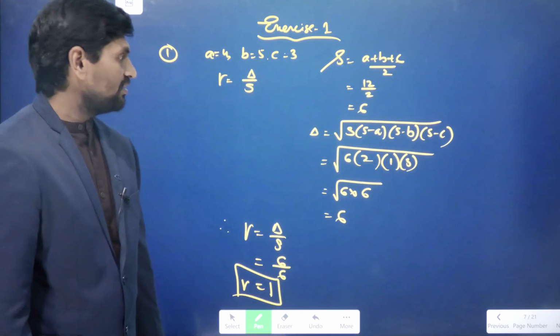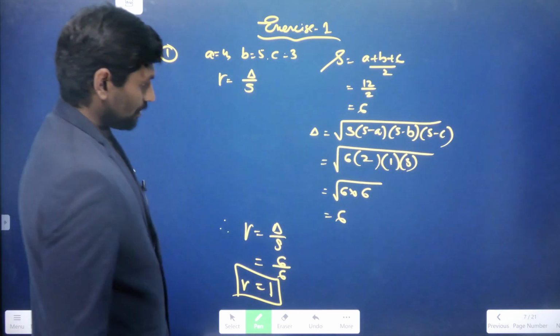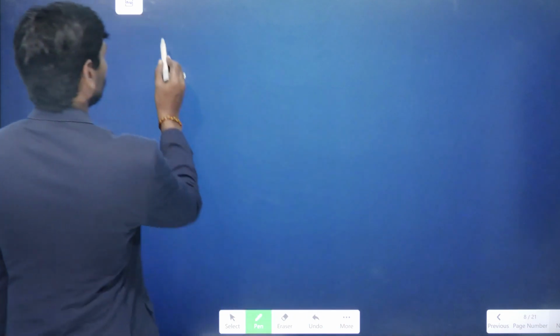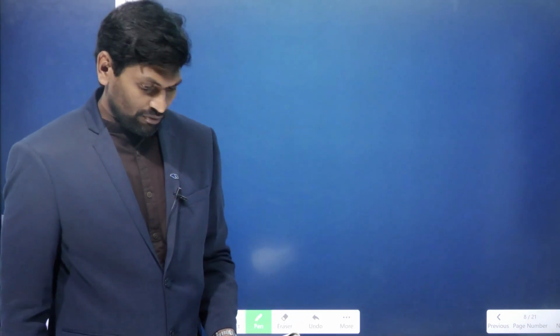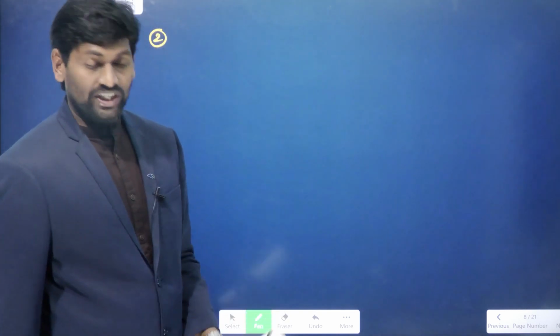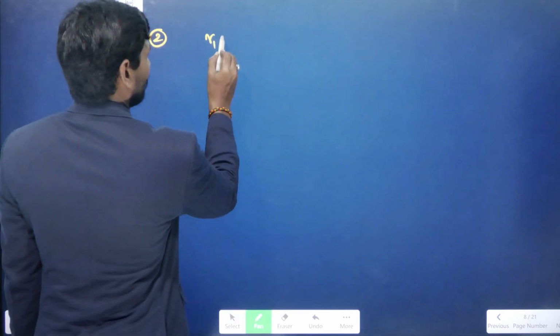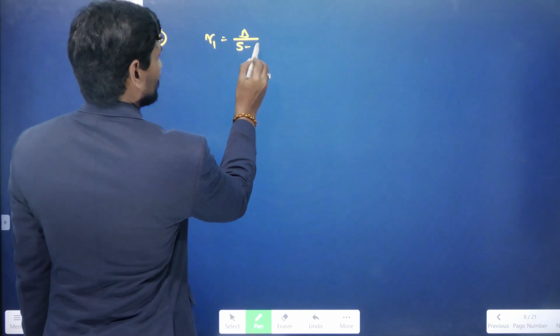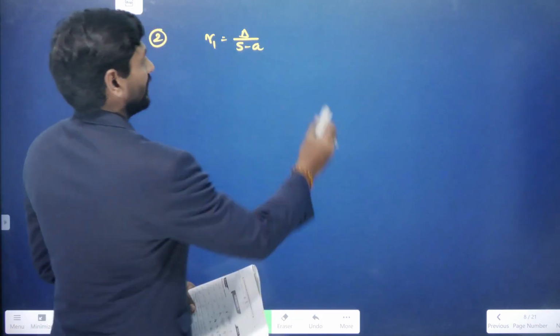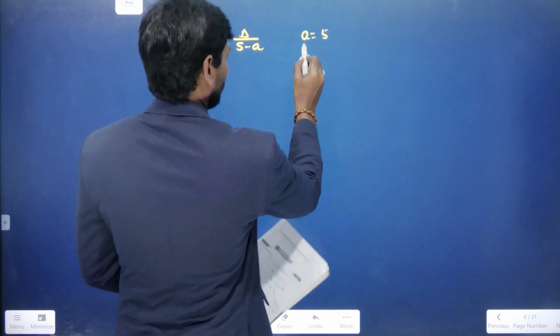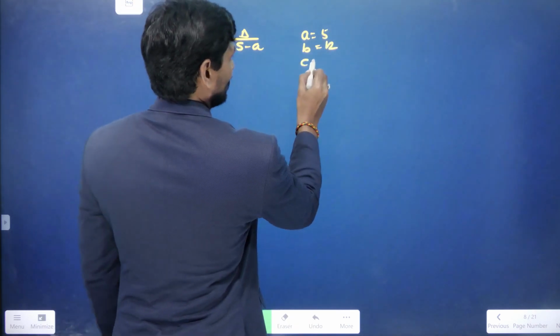Okay? Let us go to the next problem. Problem number 2: in triangle ABC, we need to find the R1 value, R1 = Δ/(S − a). What are the ABC values? A value is 5, B value is 12, C value is 13.